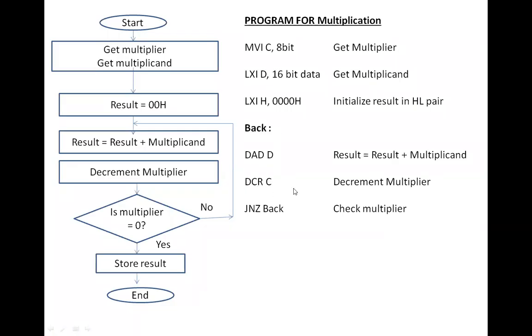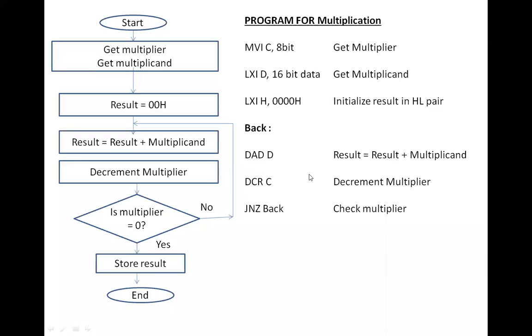And C will be decremented by 1. And again, it will be checked whether this multiplier value has become 0 or not. Now this loop will carry on till the value of C register becomes 0. Once the value of C register becomes 0, it will not go back, because when the value of C register becomes 0, the zero flag will be set. And once the zero flag is set, it will not go and add DAD.